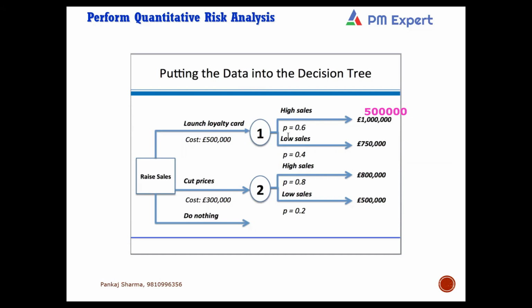Now what is the probability of getting this 500? Only 60%. That means the EMV of high sales is how much? 0.6 into 500,000, so it is equal to 300K. Right, Rafael? Is it equal to 300K?